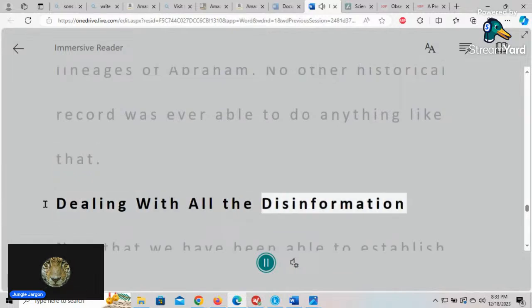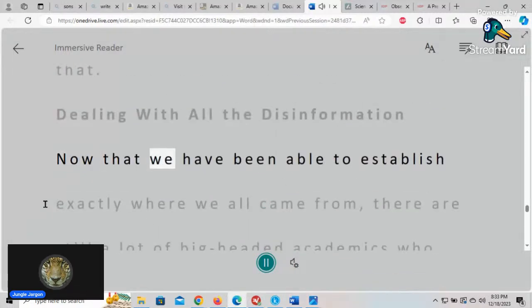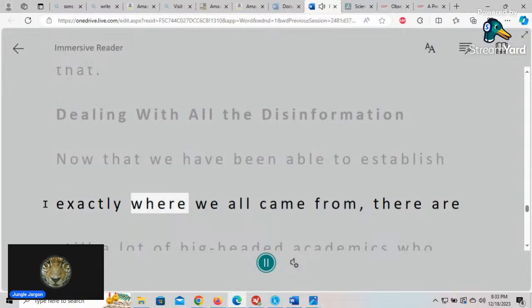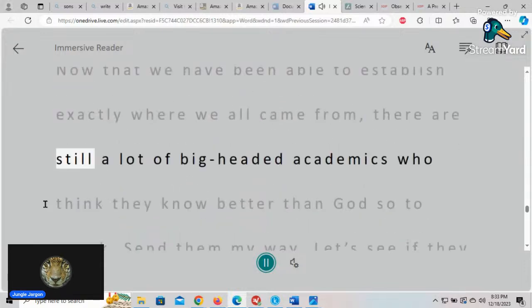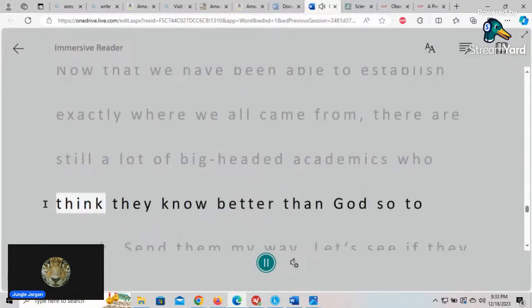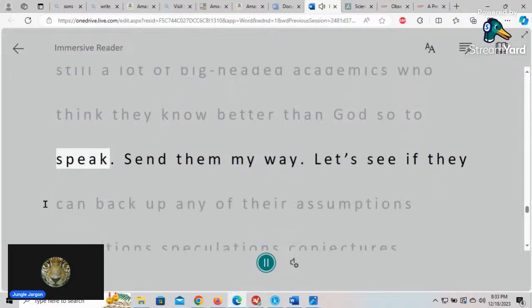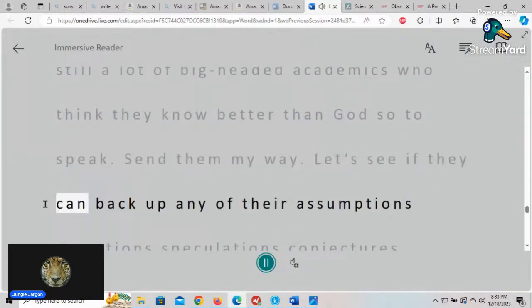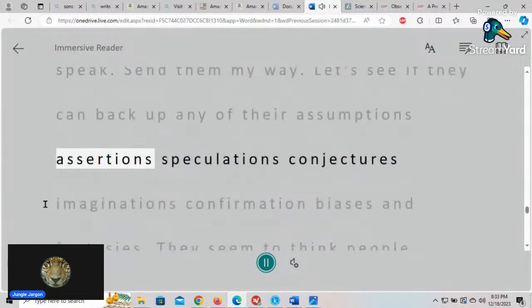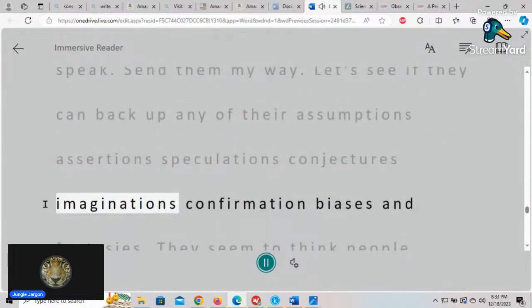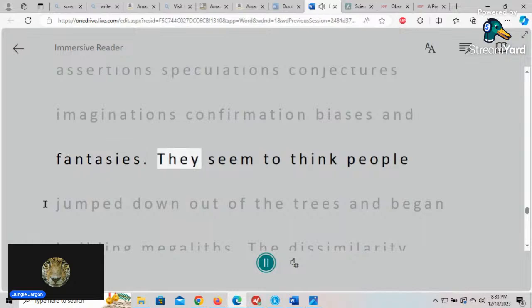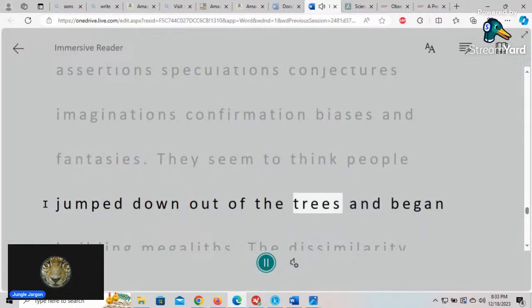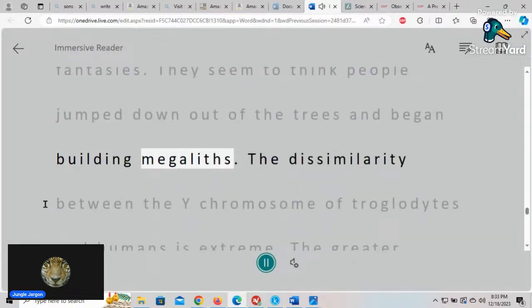Dealing with all the disinformation. Now that we have been able to establish exactly where we all came from, there are still a lot of big-headed academics who think they know better than God, so to speak. Send them my way. Let's see if they can back up any of their assumptions, assertions, speculations, conjectures, imaginations, confirmation biases, and fantasies. They seem to think people jumped down out of the trees and began building megaliths.